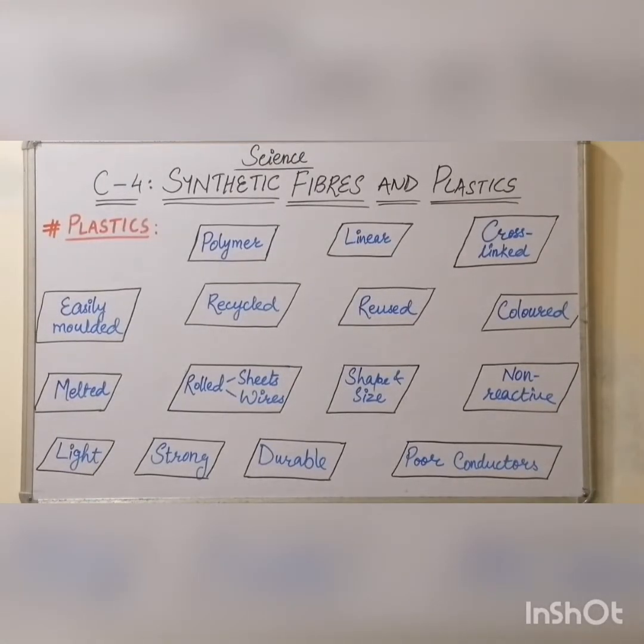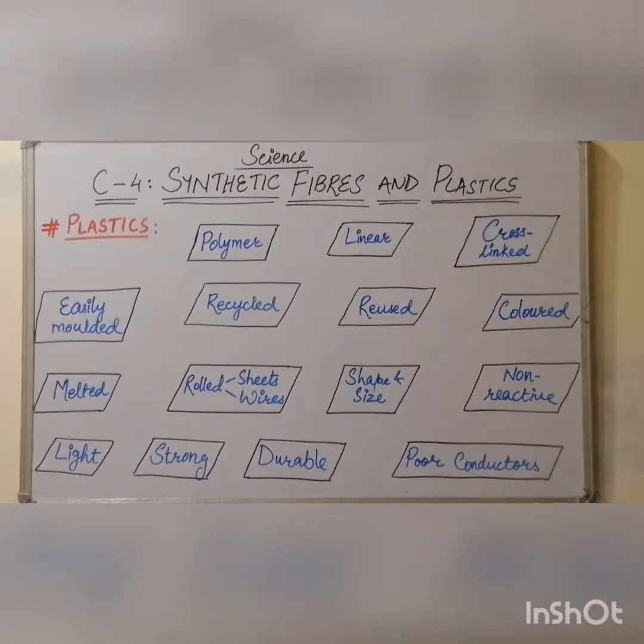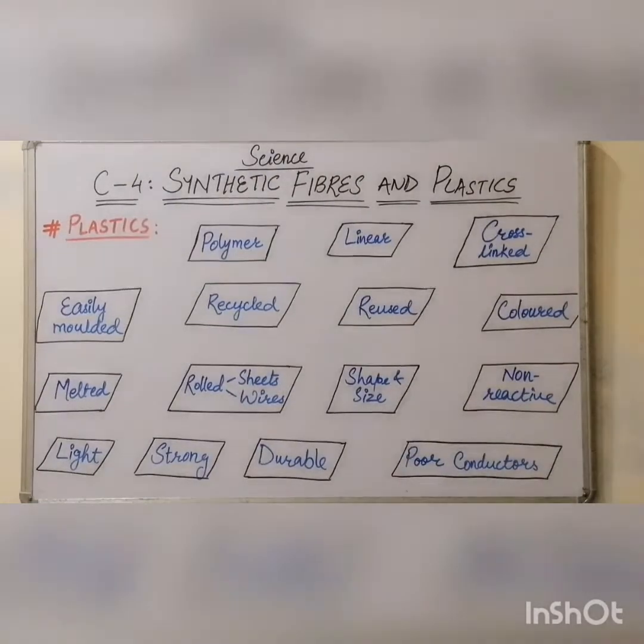Then the last characteristic is they are poor conductors of heat as well as of electricity. That's why we use the plastic wires or the plastic materials to cover the copper wires, and also the plastic handles and everything of your cookers and your karais are also made up of plastic. So these all are the various characteristics of plastics.